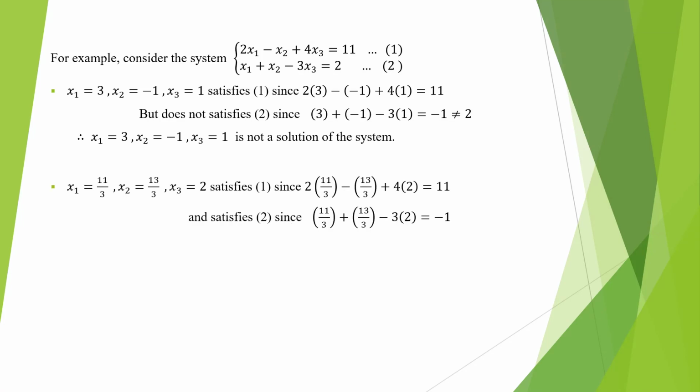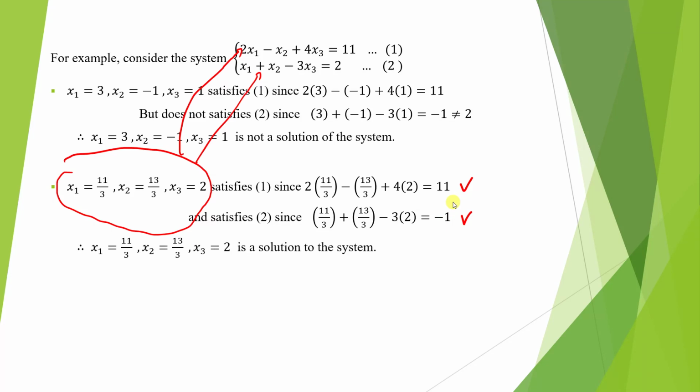But when we take x1 equal 11 over 3, x2 equal 16 over 3 and x3 equal 2, and substitute them in equation 1 and equation 2, they are satisfied. It is truly 11 equal to 11 and minus 1 equal to minus 1. So this is the solution of our system.